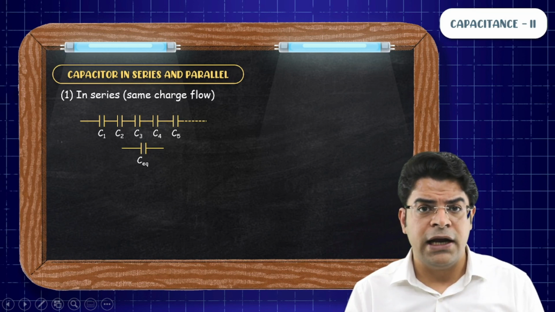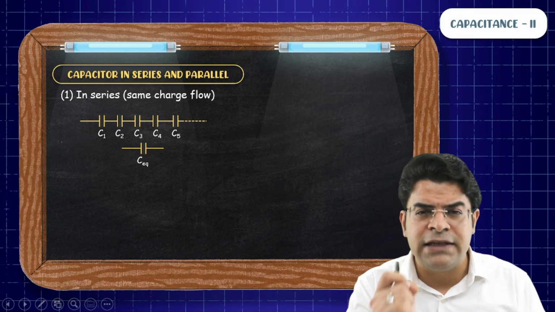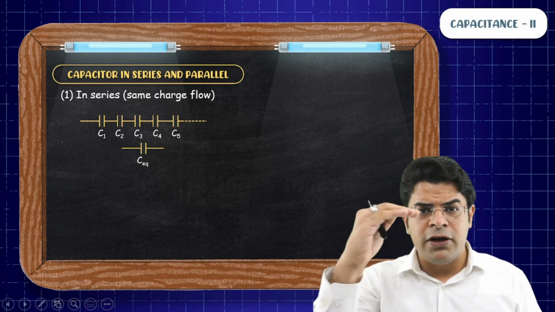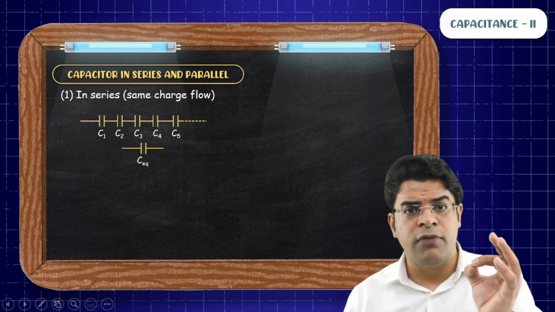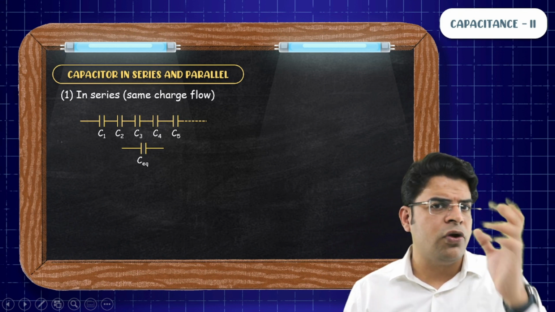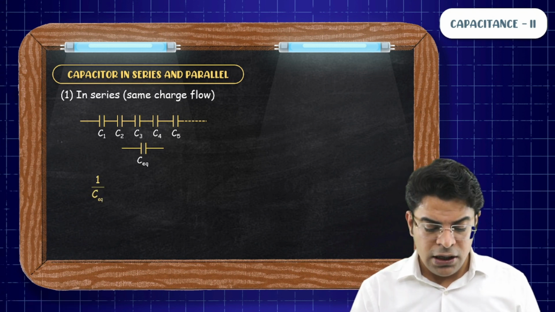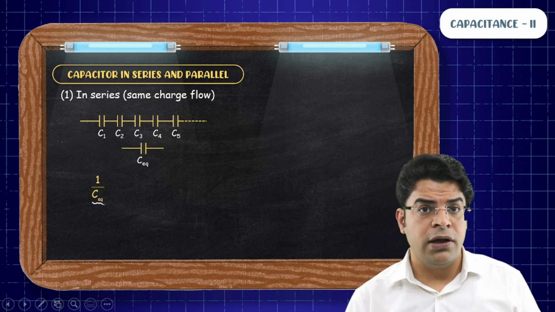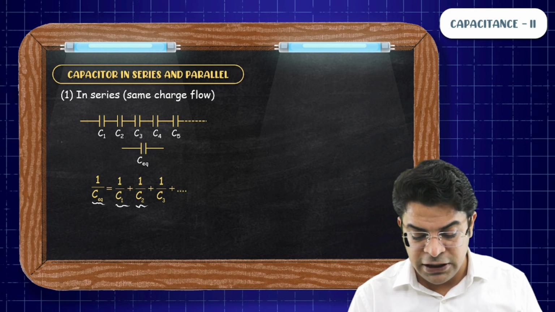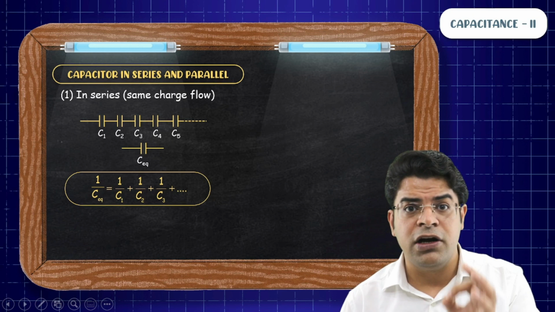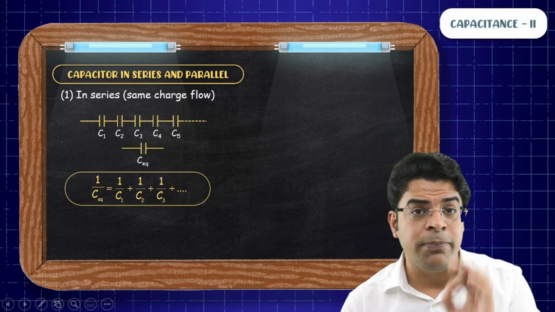You will say that the equivalent formula looks exactly like that of resistances in parallel. If you have got multiple resistances connected in parallel, then the formula to find the equivalent goes like 1 upon R equivalent equals 1 by R1 plus 1 by R2 plus 1 by R3 and so on. Similarly here, 1 upon C equivalent equals 1 by C1 plus 1 by C2 plus 1 by C3 and so on.